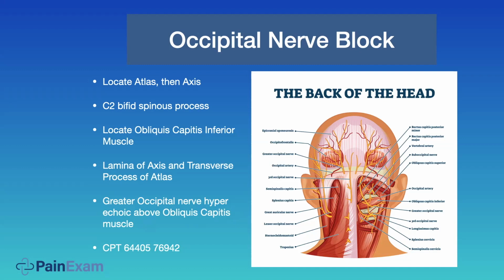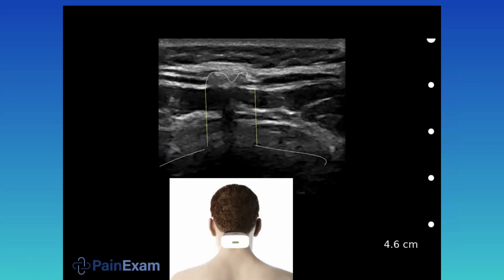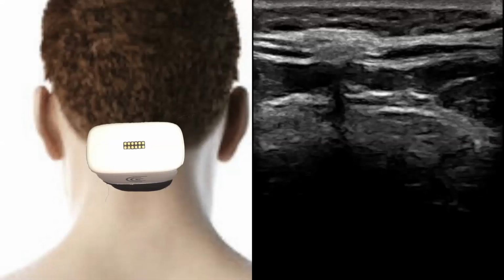The greater occipital nerve is hyperechoic above this obliquus capitis inferior muscle. So here is the bifid spinous process. And here's the orientation of your ultrasound. And here's the video.